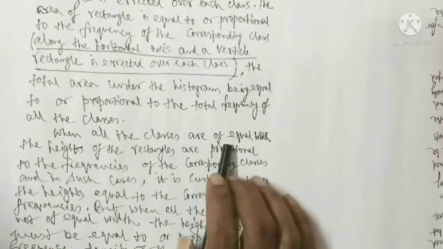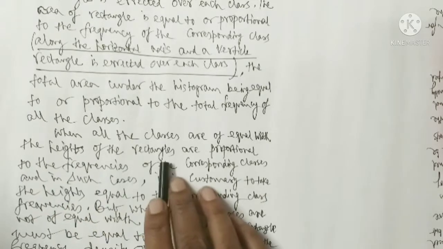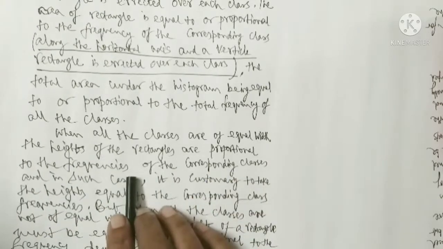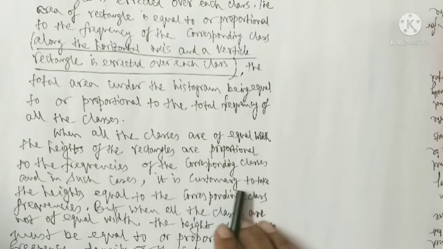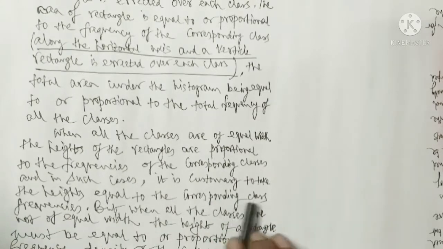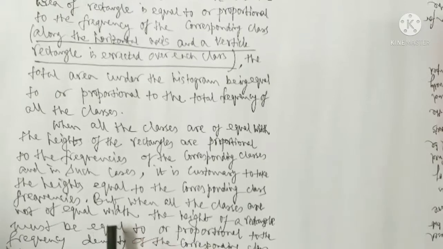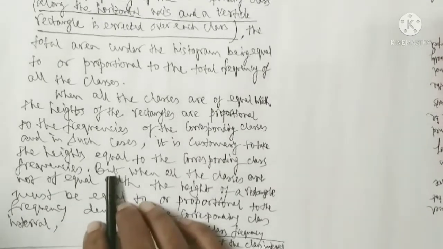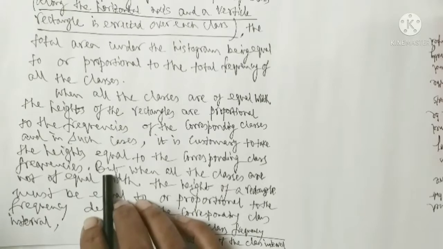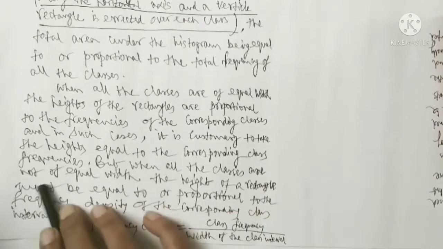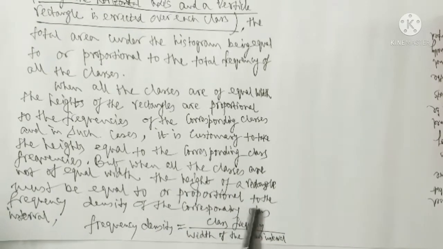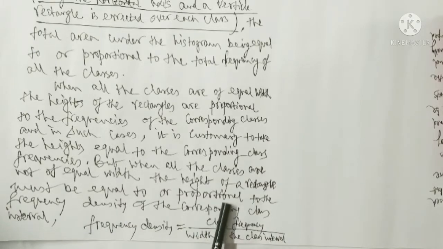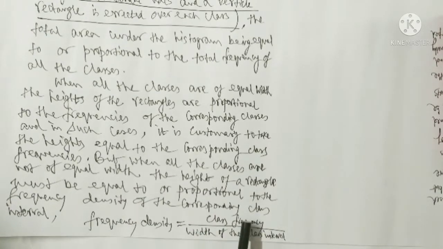When all the classes are of equal width, the heights of the rectangles are proportional to the frequencies of the corresponding classes, and in such cases it is customary to take the heights equal to the corresponding class frequencies. More frequency means a longer height of the rectangle. But when all the classes are not of equal width, the height of the rectangle must be proportional to the frequency density of the corresponding class intervals. Frequency density means class frequency divided by the width of the class interval.